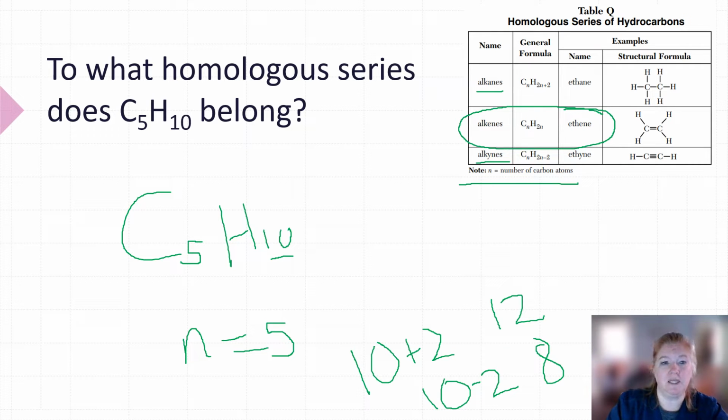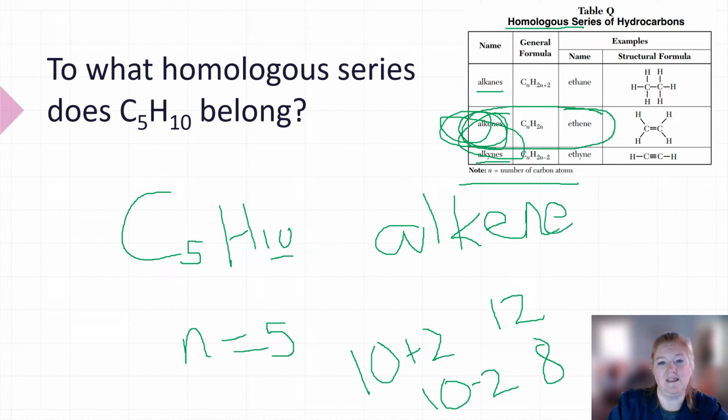But in this case, the answer to what homologous series does C5H10 belong? My answer is alkenes. Because do you see how this says homologous series? So the answer is alkenes. That is the name of the homologous series.